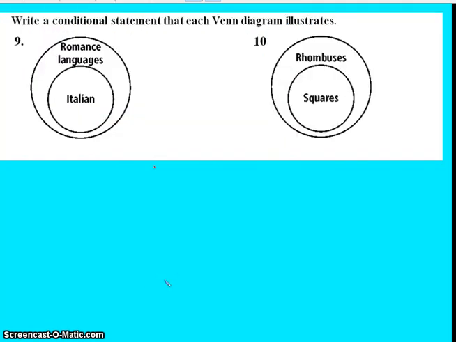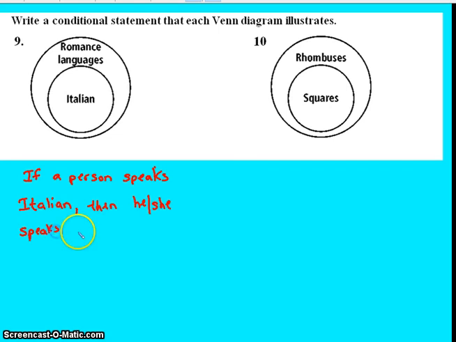In numbers 9 and 10, your directions tell you to write a conditional statement that each Venn diagram illustrates. And so you have to understand what a Venn diagram does, and I think probably all of you do, but pretty much this Italian fits inside of Romance languages. So everything Italian is also a Romance language, and we have to write that as a conditional statement. So the way we would write that is, if a person speaks Italian, then he or she speaks a Romance language.